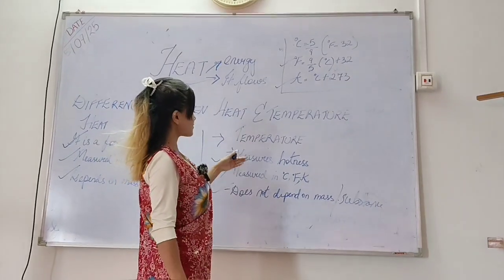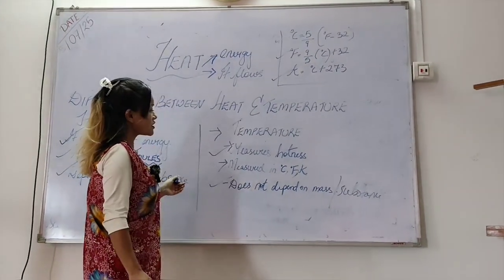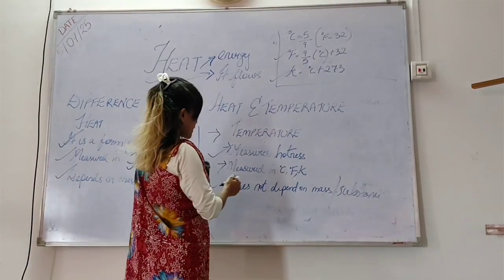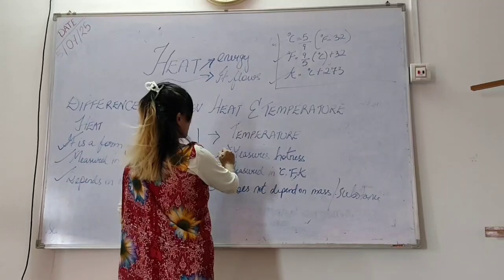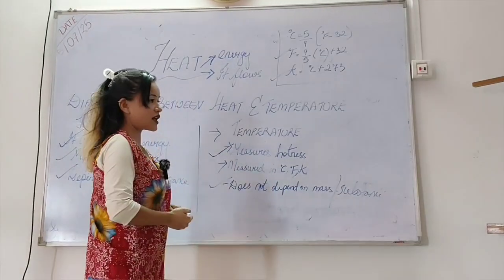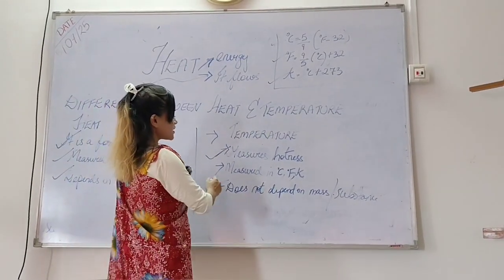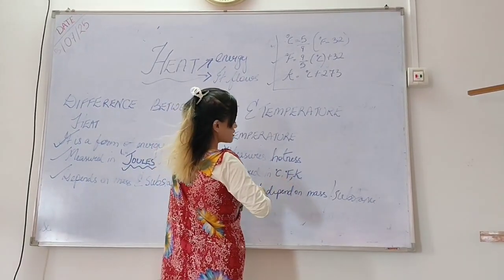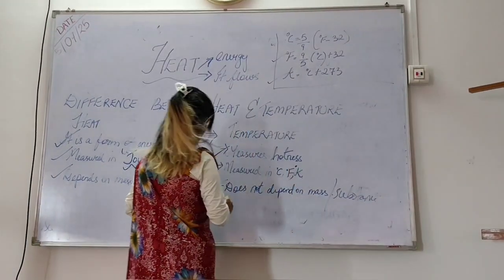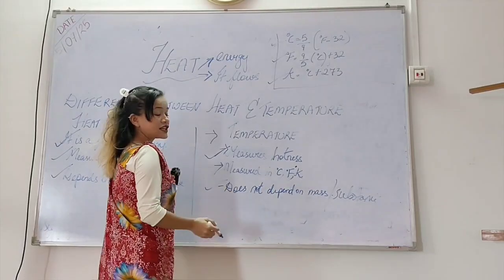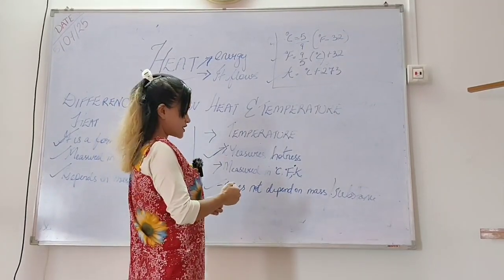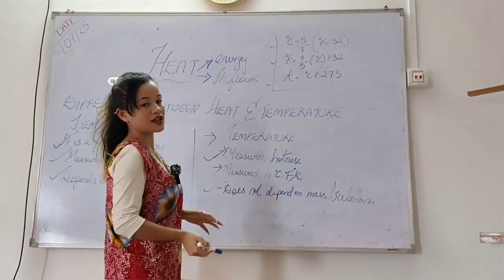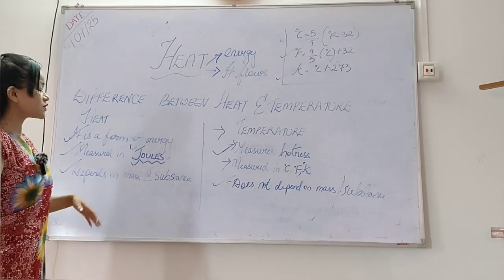Then next we come to temperature. What is temperature? Temperature measures hotness. It measures the amount of heat that is being used. It is measured in degree Celsius, degree Fahrenheit, and degree Kelvin. It does not depend on any substance or mass, or on any object. So that is temperature.